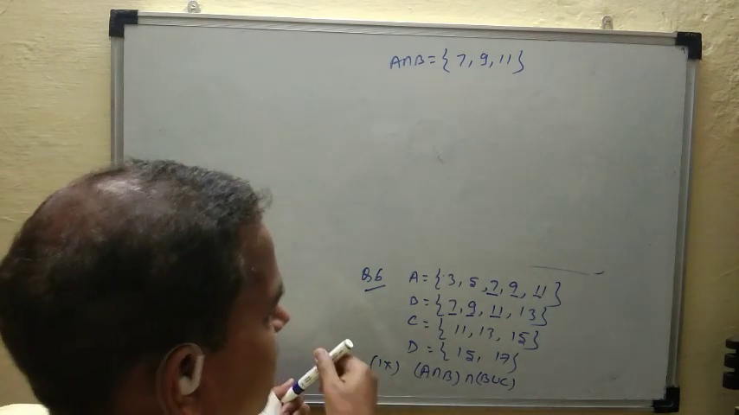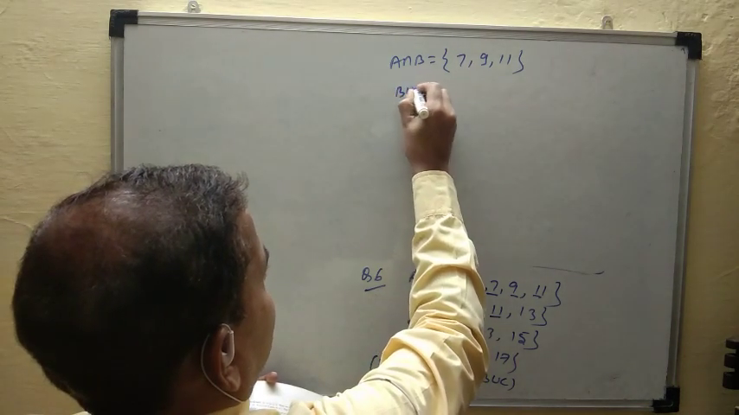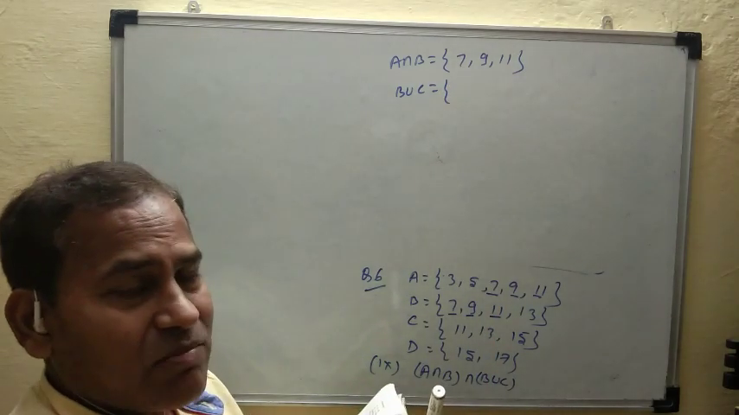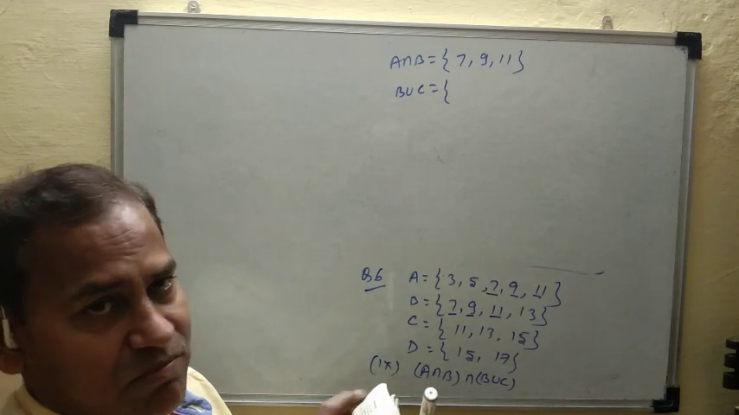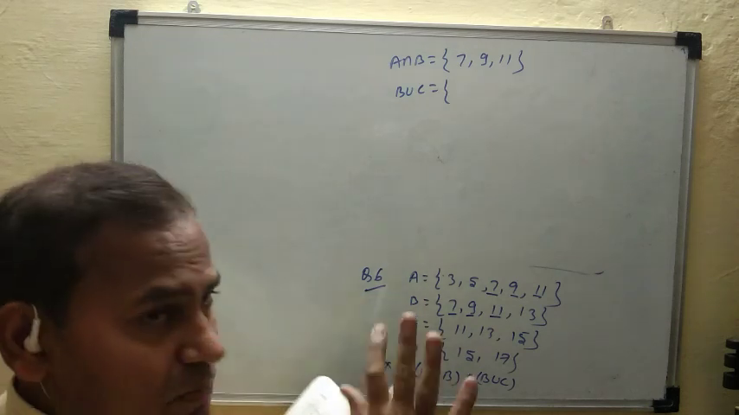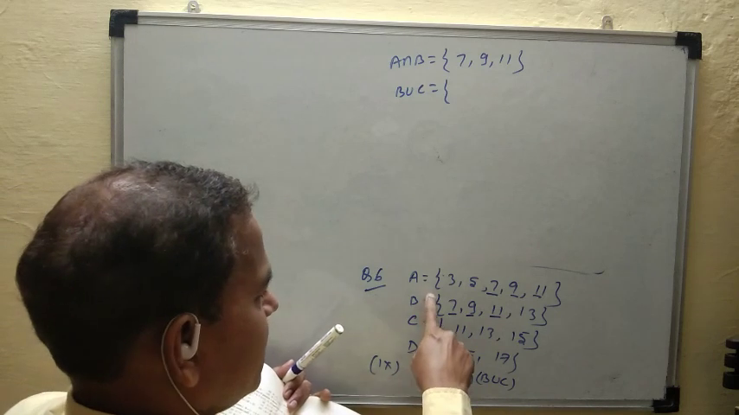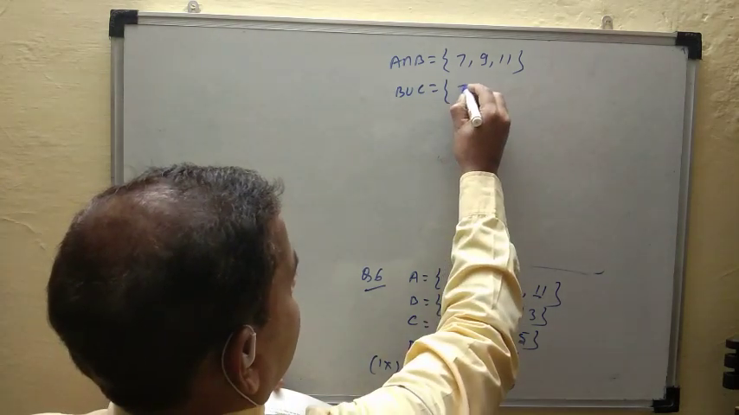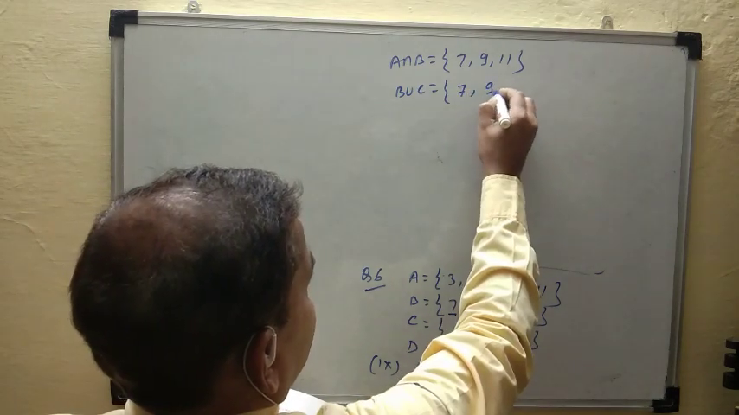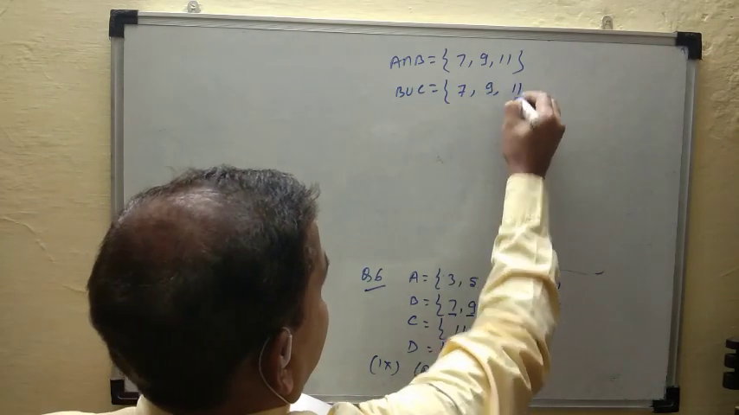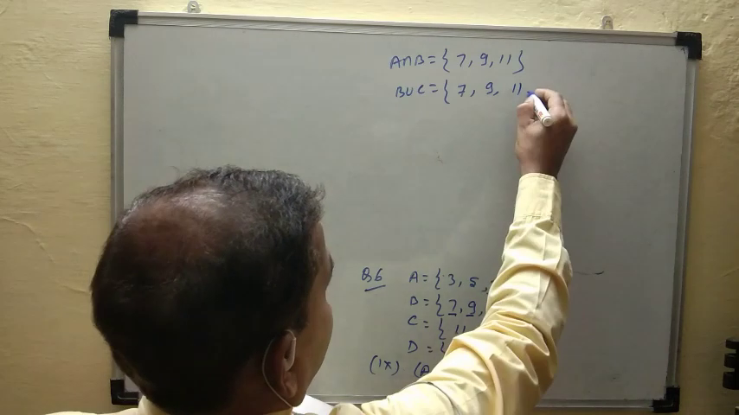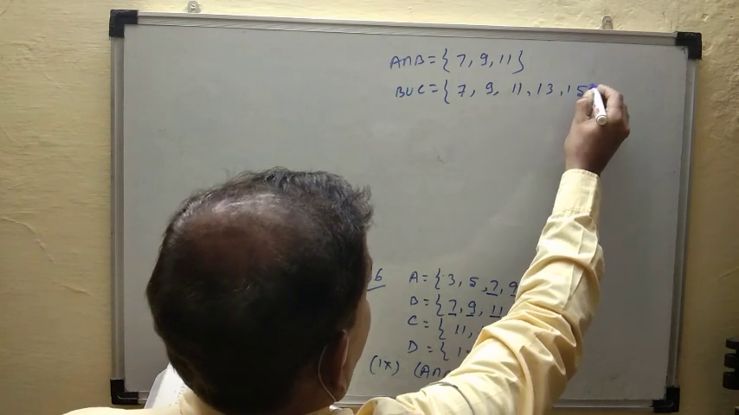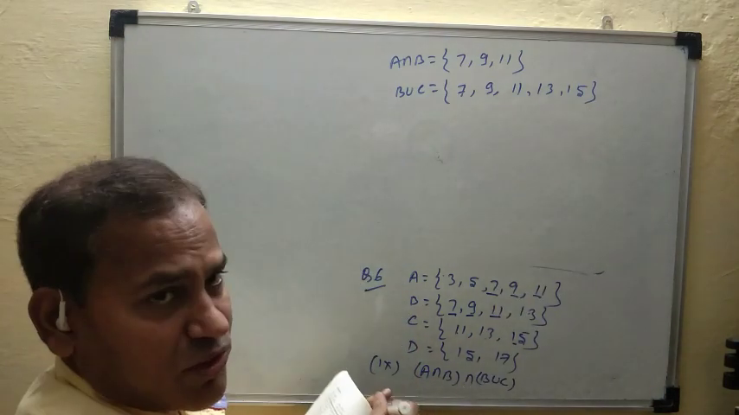Now find B union C. Union means we have to note the elements of both sets in combined form. B union C, so note it in numerical form. The union of B and C, we will note both in combined form. So first write 7, then next 9, then next 11, 11 also belongs here, next 13, 13 also belongs, and next remaining element 15. So this is the B union C.